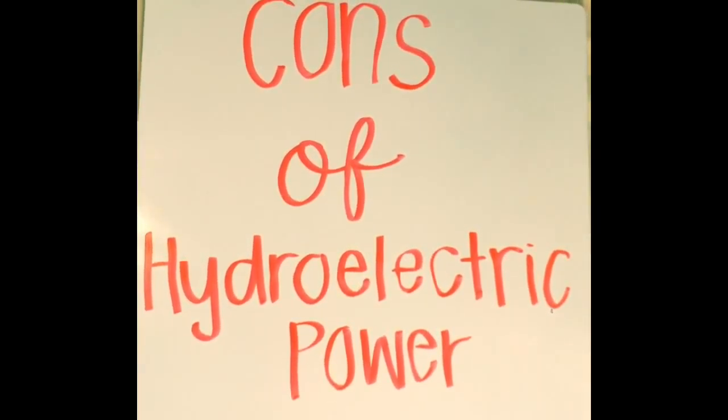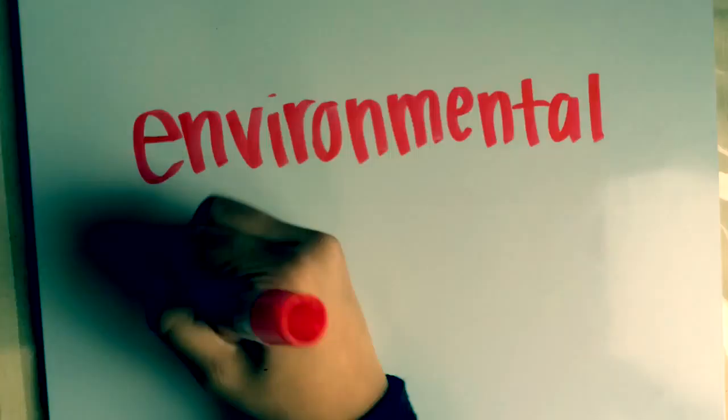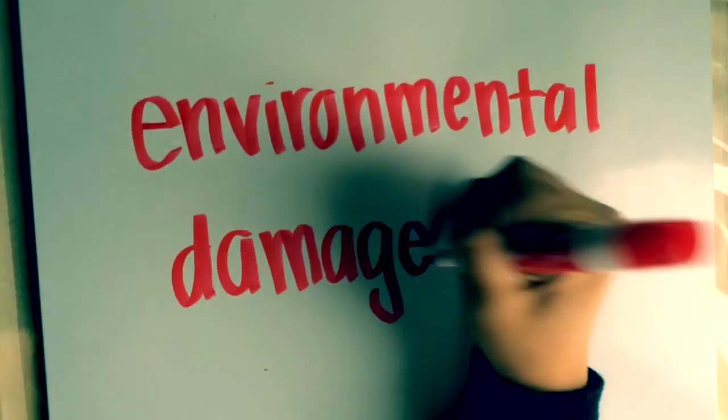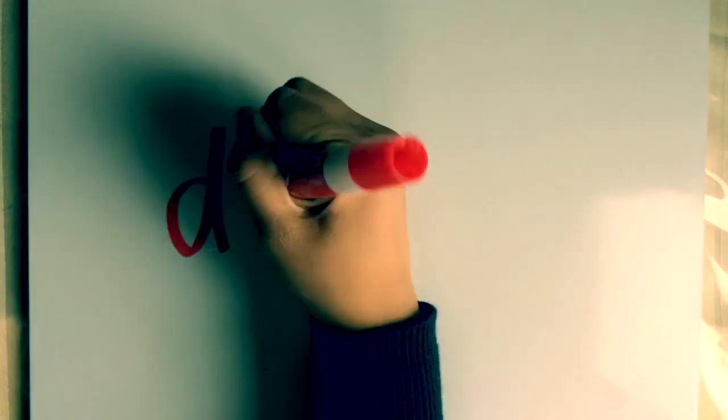Cons of hydroelectric power. The environment of fish is negatively affected because damming of water alters the water flow, and so this affects the way that fish migrate. Hydroelectric plants are also expensive to build, and they can cause droughts.